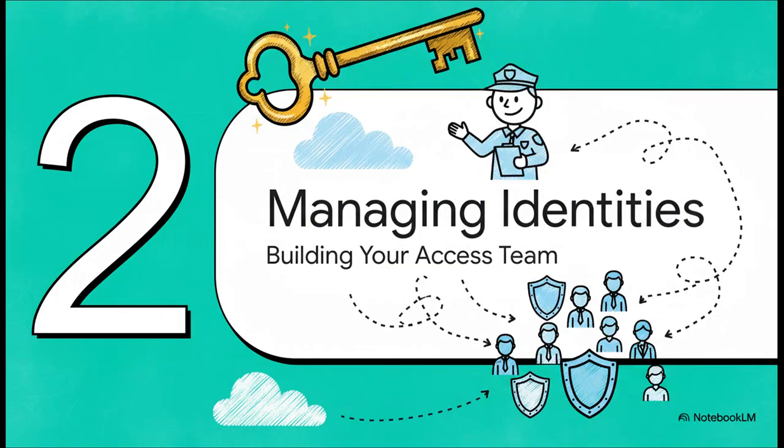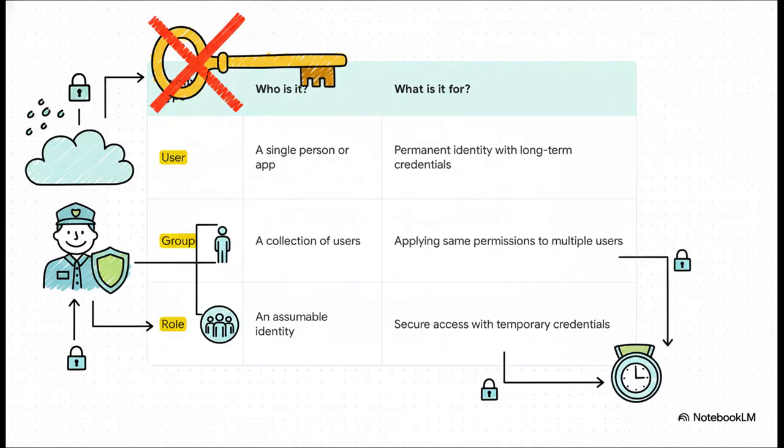Okay, so we've got the security system itself. Now let's talk about the people and the applications that we need to give access to. You can think of these as the different members of your access team. IAM basically gives you three types of identities to work with. First, you've got a user. That's pretty straightforward. It's one person or one application, and it usually has permanent keys. Then a group is just what it sounds like, a bucket you can put a bunch of users into. It's great for giving your whole dev team the same permissions at once.